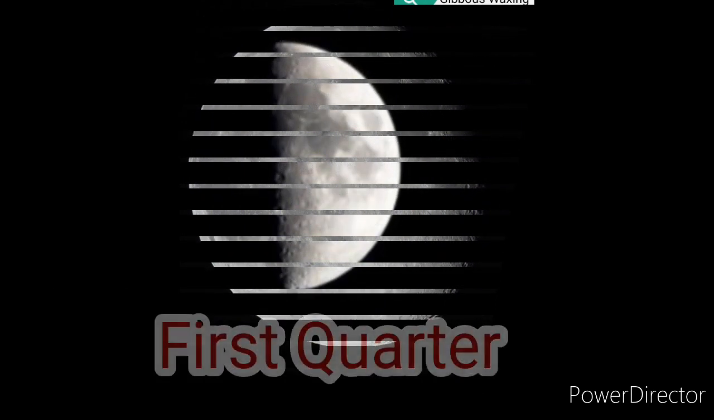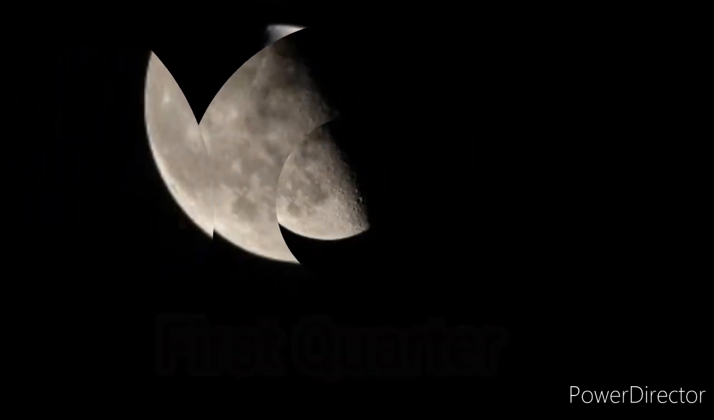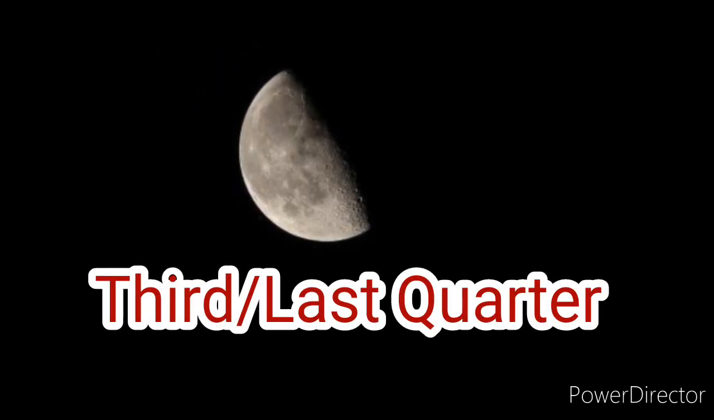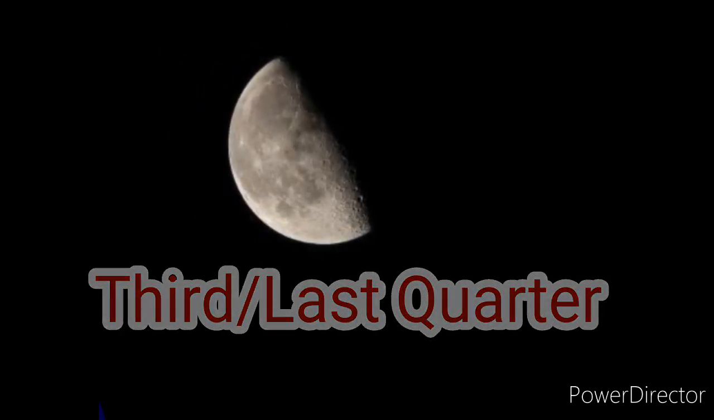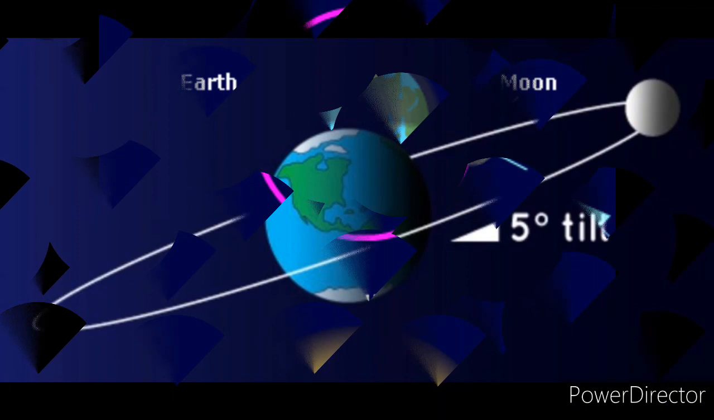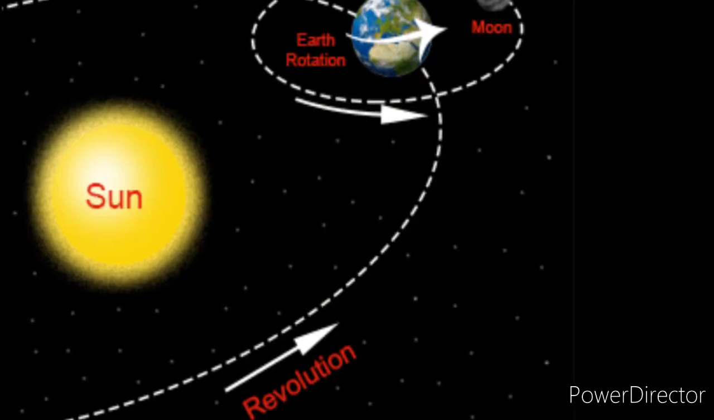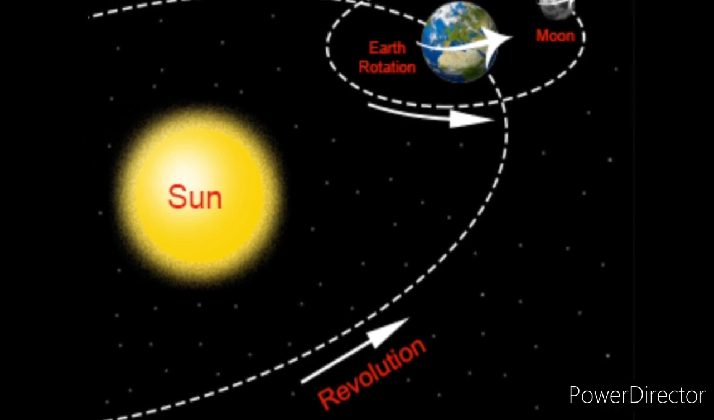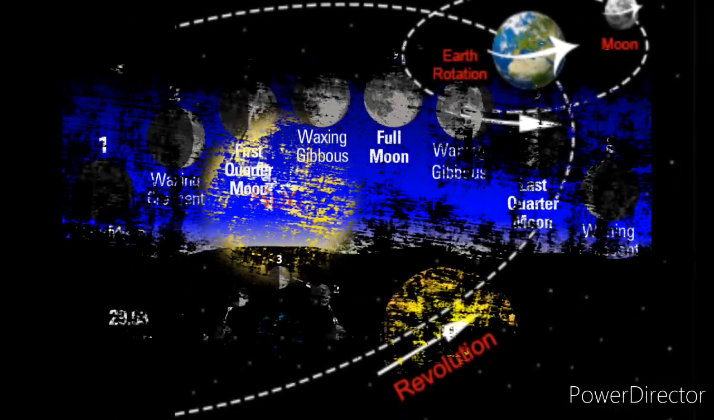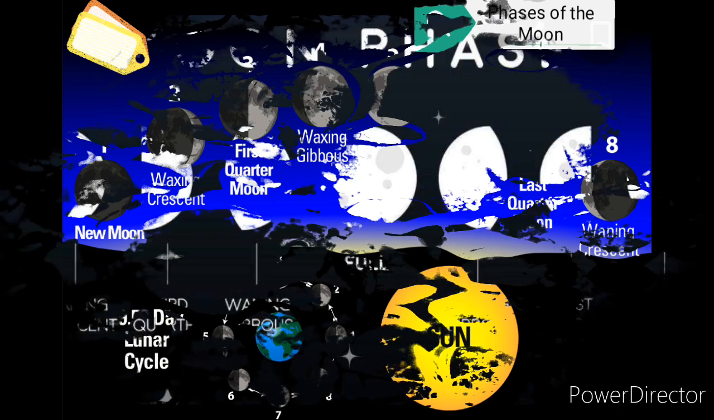First quarter moon will rise at about noon and set at about midnight. And third quarter moon will rise at midnight and set at about noon. Why does it happen? Because of the moon's orbit around the planet, which is also tilted. Now remember, the moon revolves around the Earth once every 29 and a half days, or a month. And because of that movement, we see different phases of the moon on Earth.